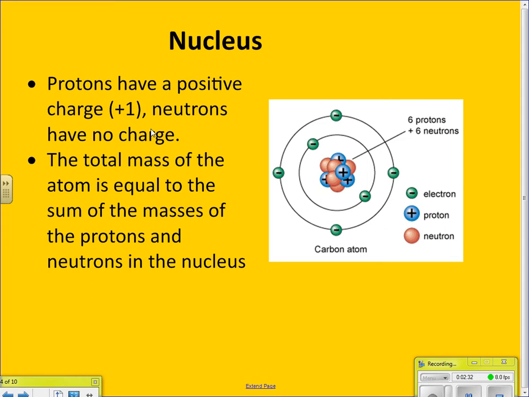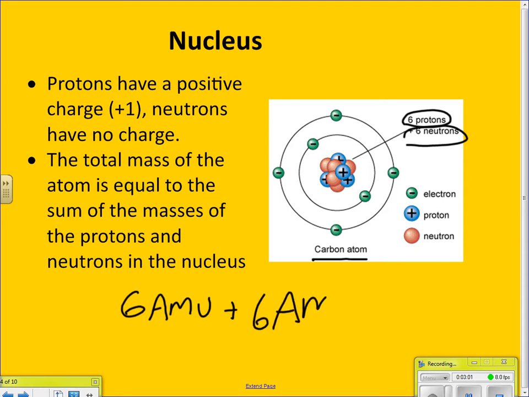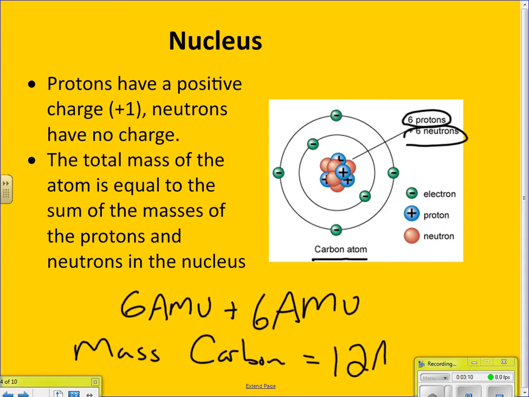So let's look at the nucleus. Within the nucleus, we see that protons have a positive charge, and neutrons have no charge. So the total mass of an atom is equal to the mass of the protons and the neutrons. So for example, a carbon atom is made up of 6 protons and 6 neutrons. So 6 protons would have a mass of 6 AMU, and 6 neutrons have a mass of 6 AMU. And so the mass of carbon is going to be equal to 12 AMU, or remember that symbol.